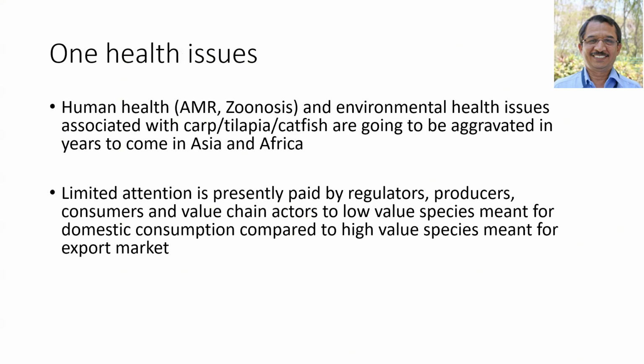If you look at the way food safety is being treated in many countries in Asia and Africa, the regulators, the producers, the consumers, the value chain actors, they pay very limited attention to low-value species like carps and catfish and tilapia. But high value species like shrimp and salmonids get a lot of attention. So there are drug residue testing programs present in many countries. There are antibiotic residue testing programs. There are very well developed disease management schedules and programs for the high value species. But low value species meant for domestic consumption are largely neglected. And this is not really acceptable when we think of One Health and when we think of a major commodity like aquatic foods coming out of carp, tilapia, catfish, and other minor carps and other smaller low-value species, which are taking care of the needs of marginal people in Asia and Africa.